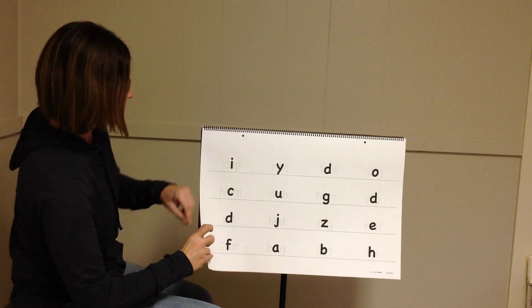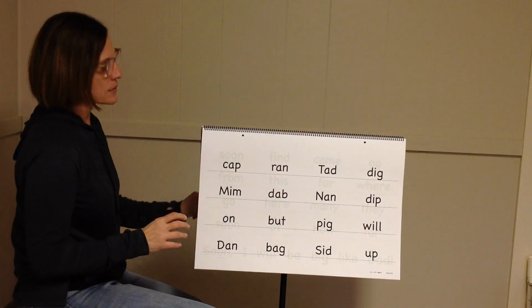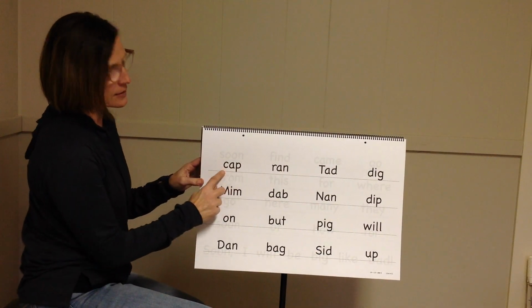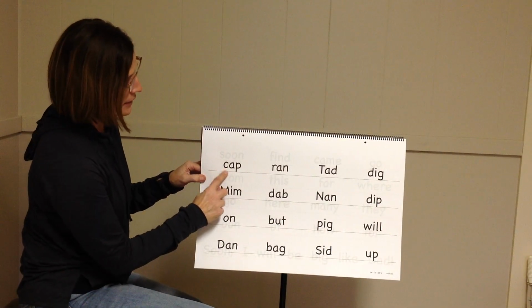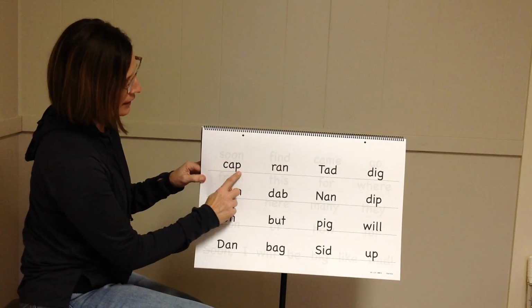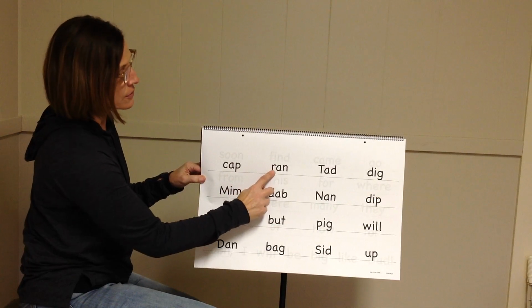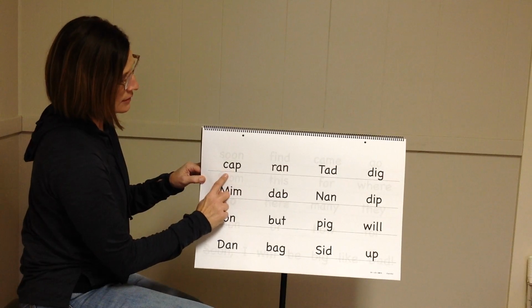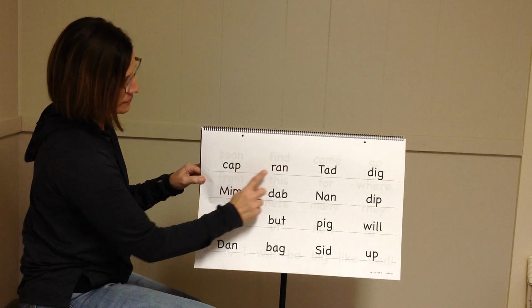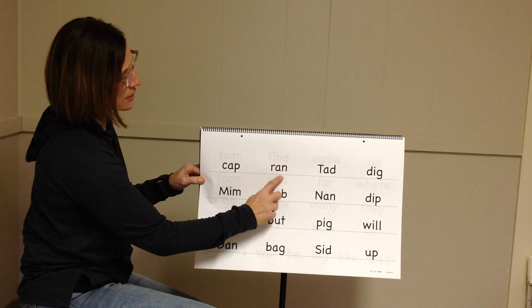Yes. Okay, next you will say sounds for some letters. We will blend those sounds together and read it as a word. I will model the first two. My turn. Blend. Cap. Word. Cap. My turn. Blend. Ran. Word. Ran. Your turn. Blend. Cap. Word. Cap. Blend. Ran.